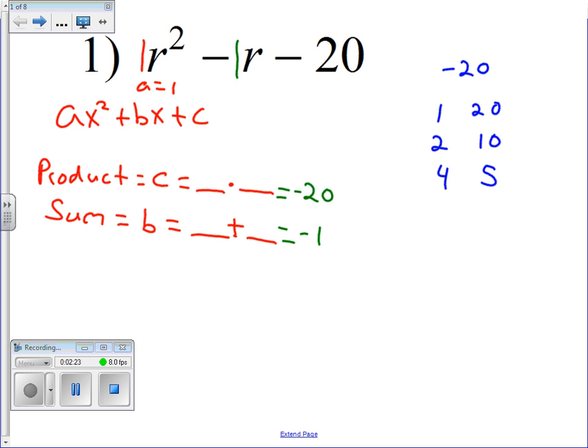So at least 4 and 5 gives me the correct number. Now, can I get the correct sign? If I make 4 positive and 5 negative, then I will have the correct sign. Positive 4 and negative 5 multiply to give negative 20, and add to give negative 1. So my answer is r plus 4 and r minus 5.